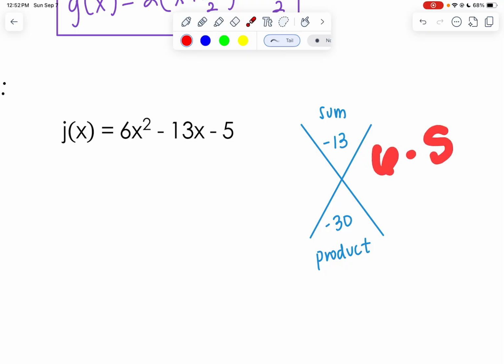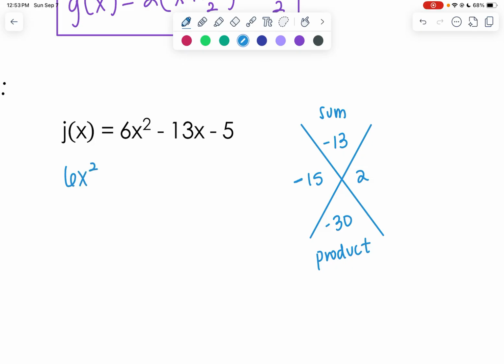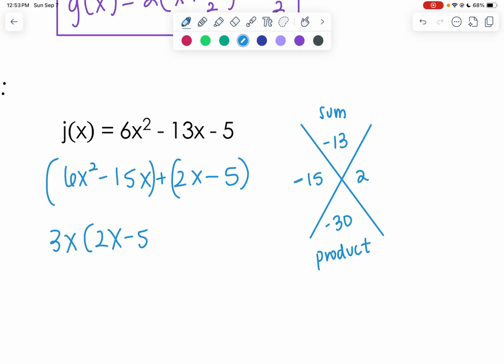It's not 6 and 5 either, but it is 15 and 2. And if I make that negative 15, then this is going to factor. This is going to work, okay? So I have 6x squared minus 15x plus 2x minus 5. And then I'm going to factor by grouping, so I'm going to look at this, right? So the first half, I could take out 3x, which leaves you with 2x minus 5.